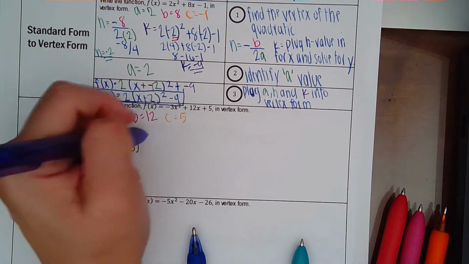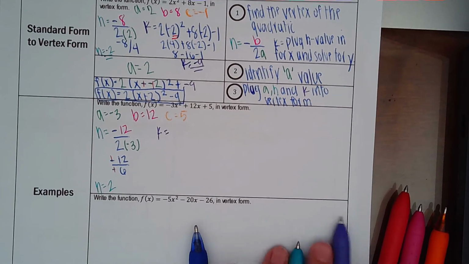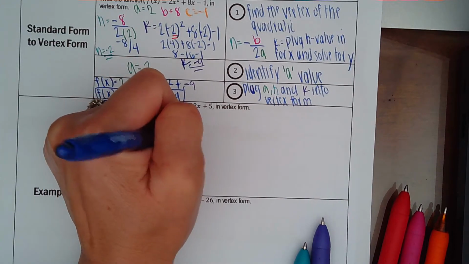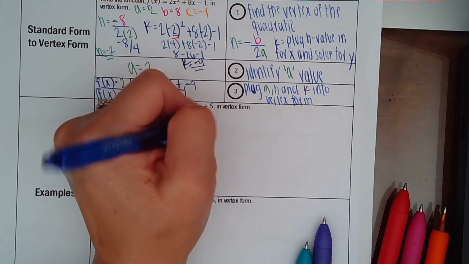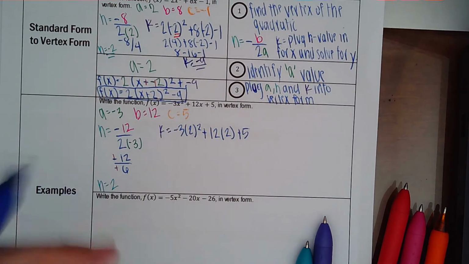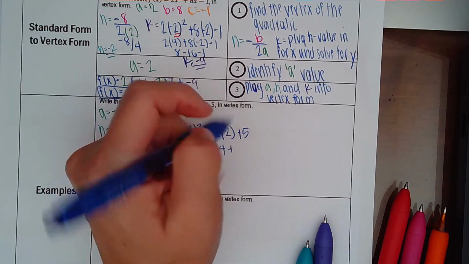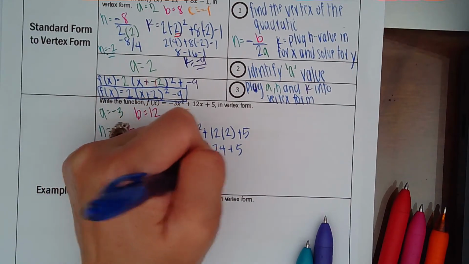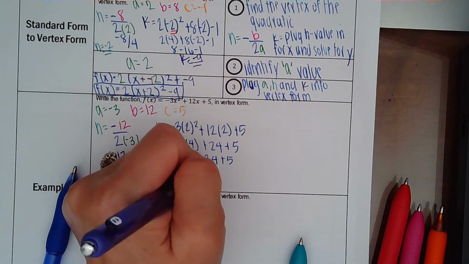Okay, now we're going to find our k. So k equals negative 3 times 2 squared plus 12 times 2 plus 5. All right, we're going to simplify that. We're going to say negative 3 times 4 plus 24 plus 5. And then we're going to get negative 12 plus 24 plus 5, and we will get k equals 17.